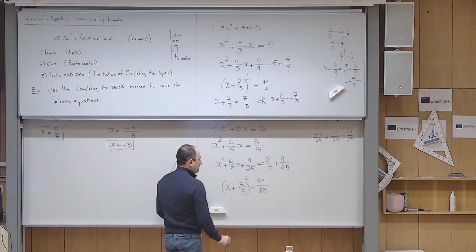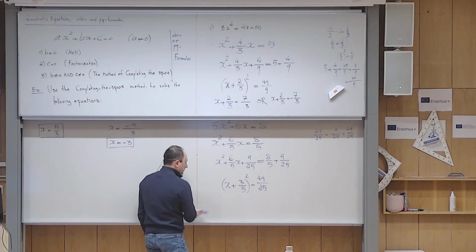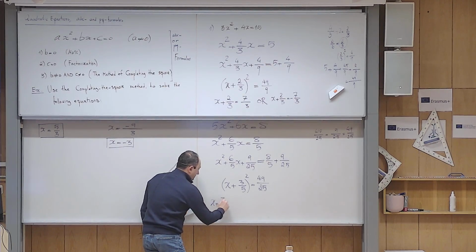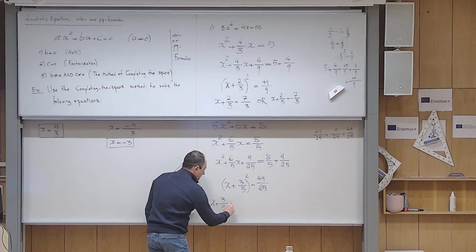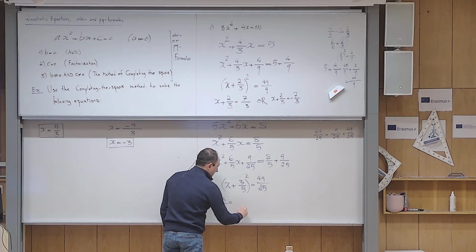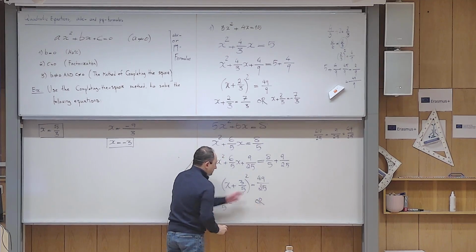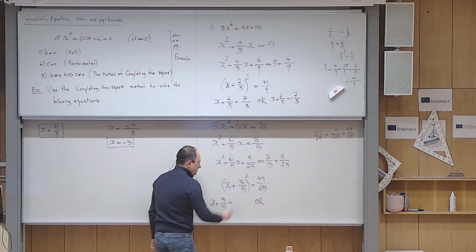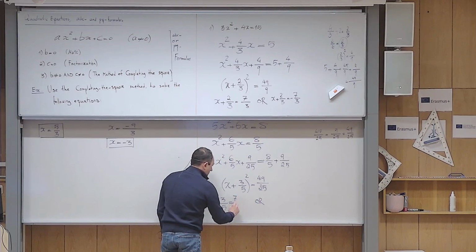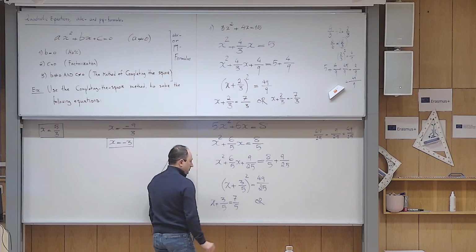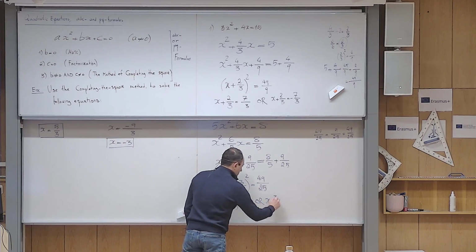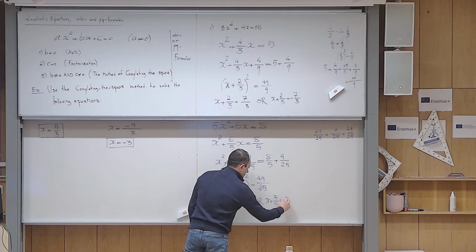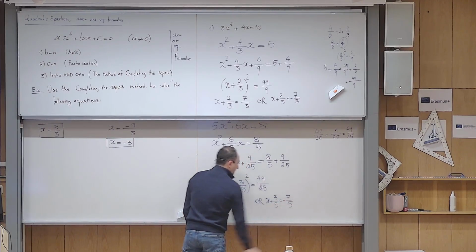So what happens now? I take the square root, but I have to remember once with positive sign, once with negative sign. But they are also friendly numbers, so it becomes what? 7 over 5 or minus 7 over 5. Yes?